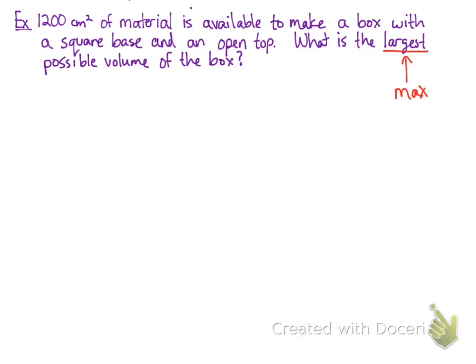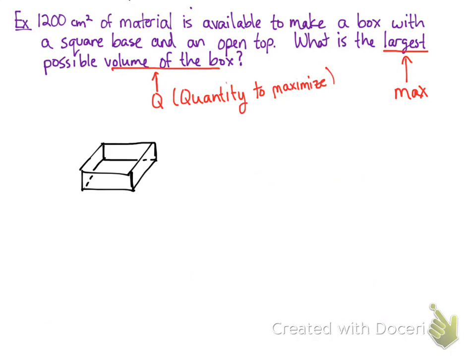Okay, since it's the largest volume I want, that means I'm looking for the maximum of something, the maximum volume. And that volume, the thing I want the maximum of, is Q, our quantity to maximize. So Q is the volume of the box. Okay, so here's a picture. Here's my box. It's an open-lidded box. It's got a height, a width, and a length. But the problem says the box should have a square base, so that means the width should equal the length. So I'll erase L and put in a W.